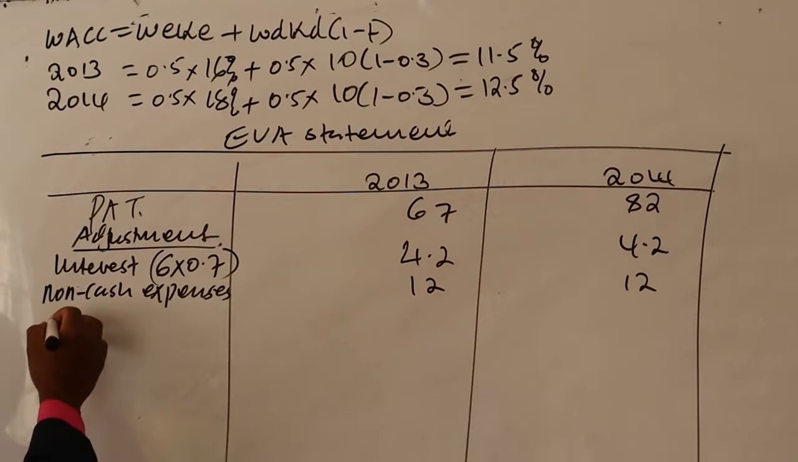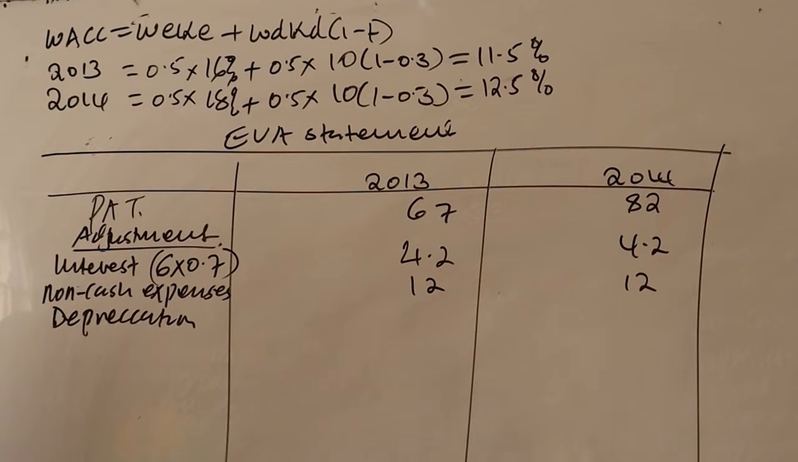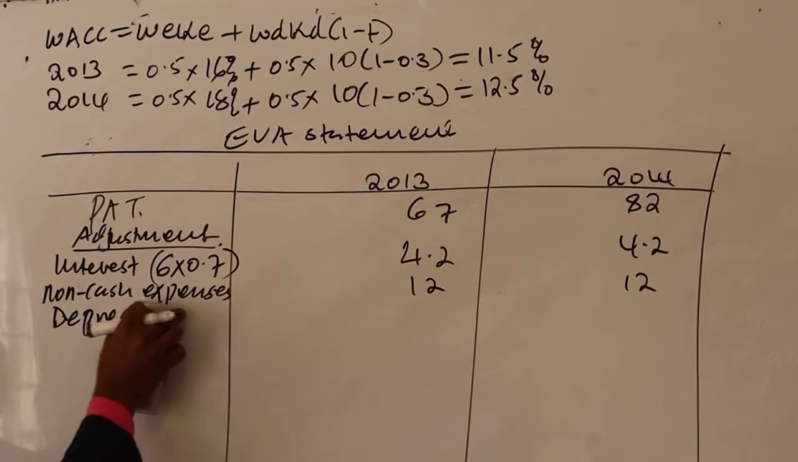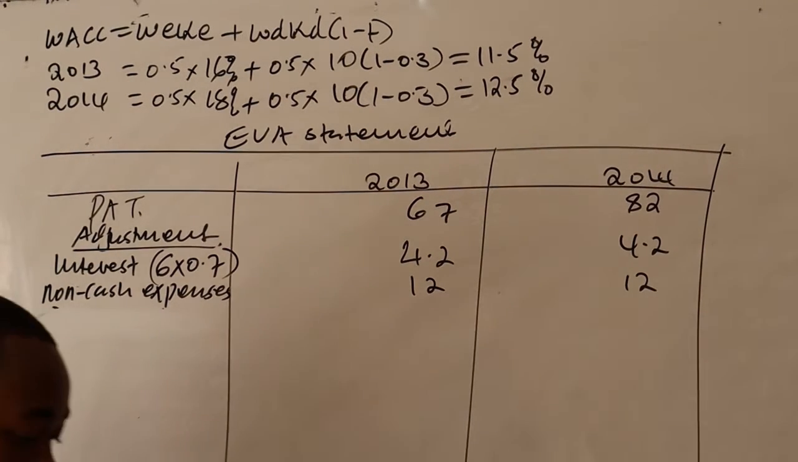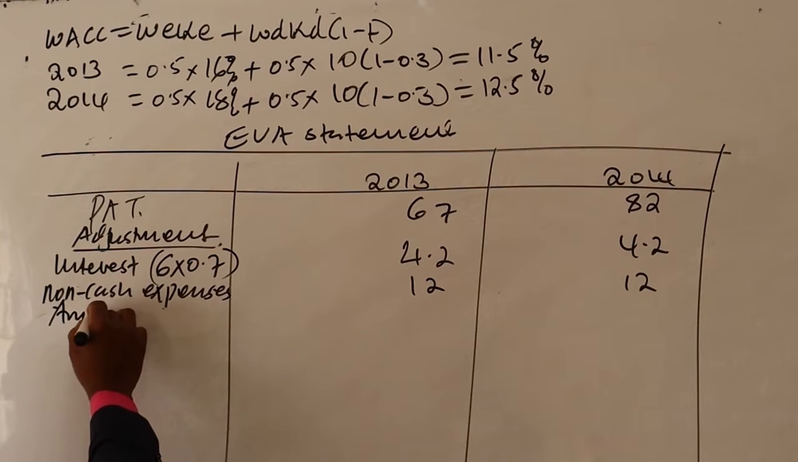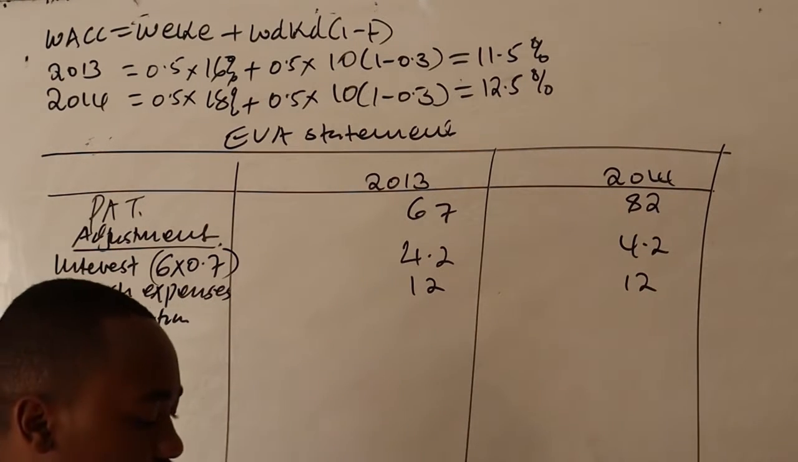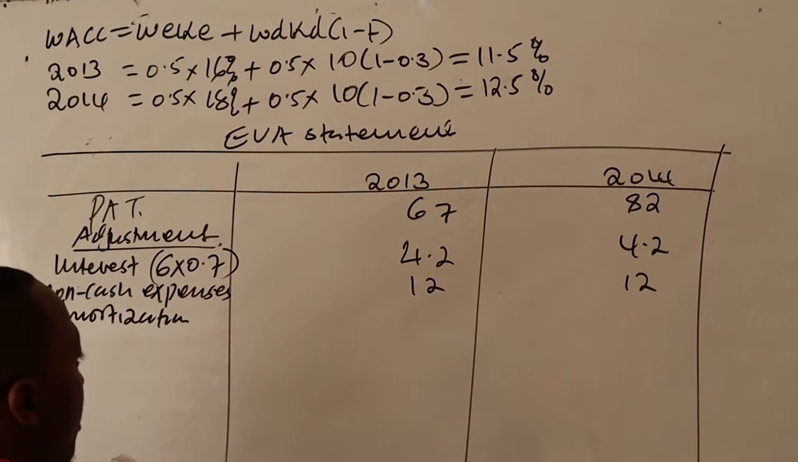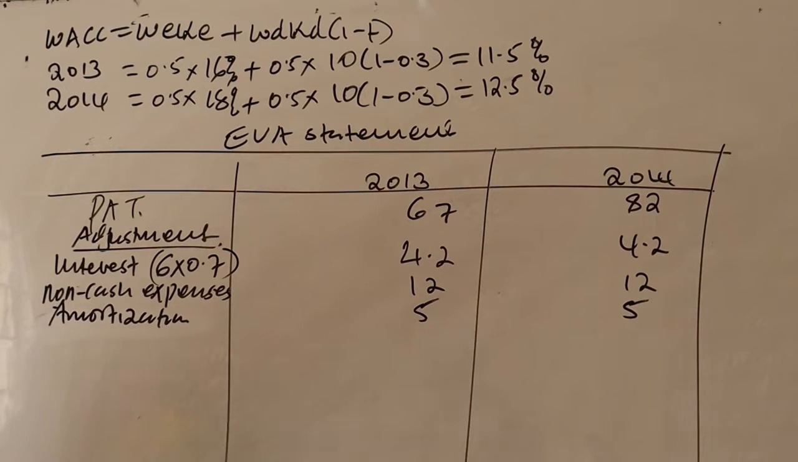Then we also have depreciation. How much was depreciation? Let's go to note number, not depreciation, but rather amortization. Let's go to note number 3. We are told that amortization of goodwill amounted to 5 million per year for both the year 2013 and 2014. So we have 5. What else do we have there?